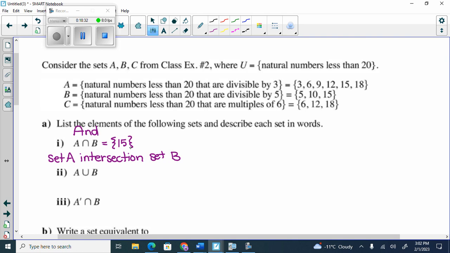Then this one is set A union set B. And I know they either mean or, and if I try and write the word and with this, it looks stupid, correct? So this one means or. So if it's in either A or in B, we list it, correct? A or B. So what's in A or B? Lots of stuff, right? What do you got? 3. What else? 5, 6.